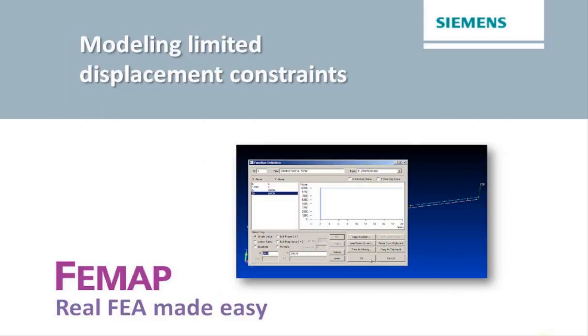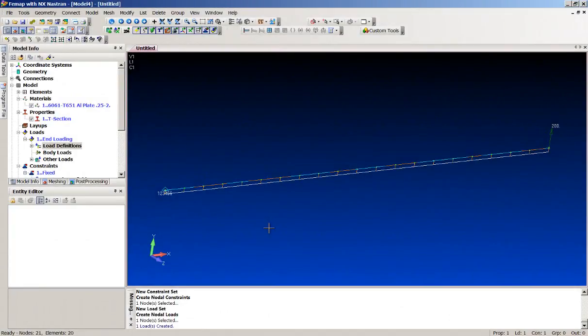I saw a question on an internet news group about setting up a constraint in Femap and Nastran where the constraint didn't kick in until after the structure had moved a certain distance. You can actually set that up in Nastran with a C-bush element connected to a force versus displacement for its stiffness. So right now we've got a simple cantilever beam with an end load, but the whole point of this was setting up a displacement that didn't really kick in until after a certain distance.